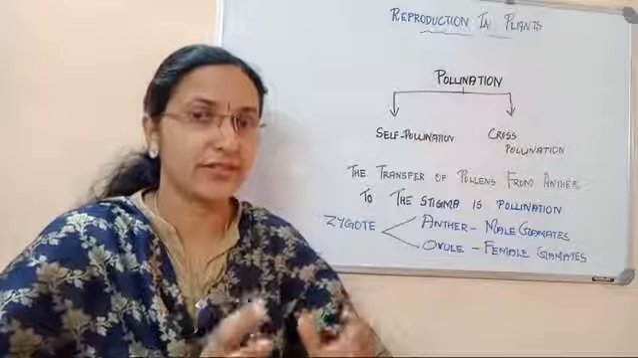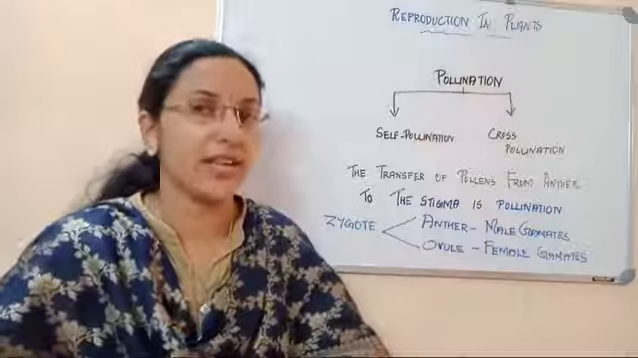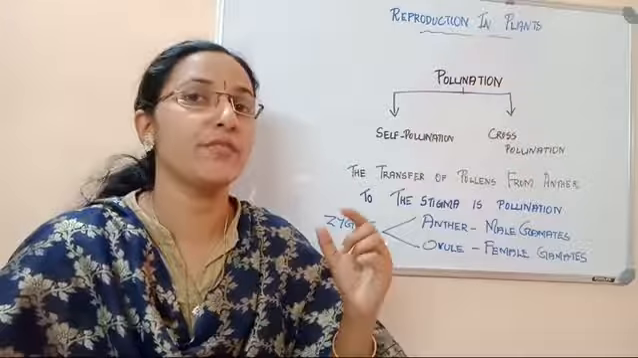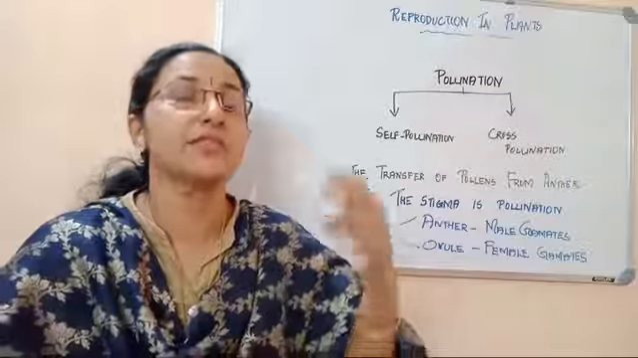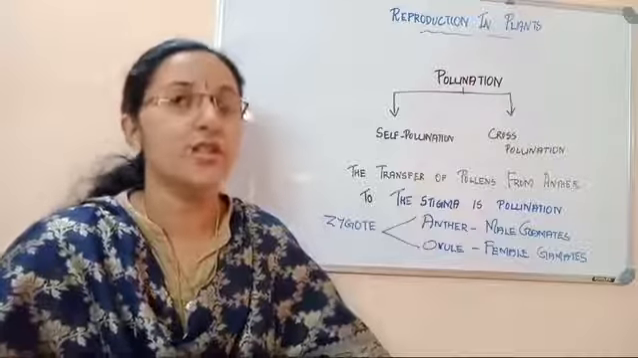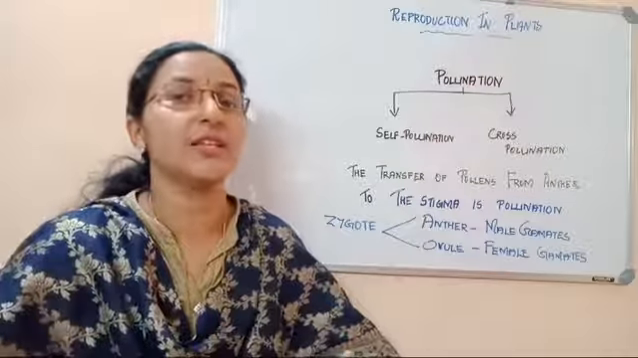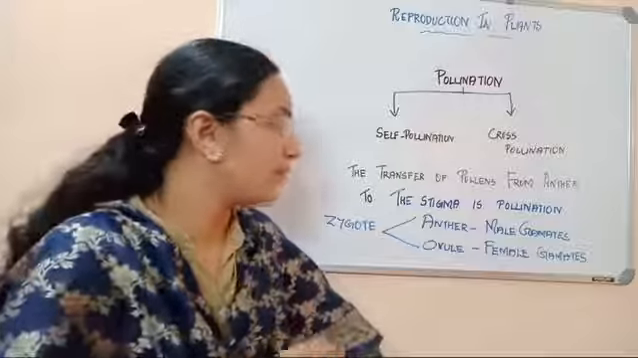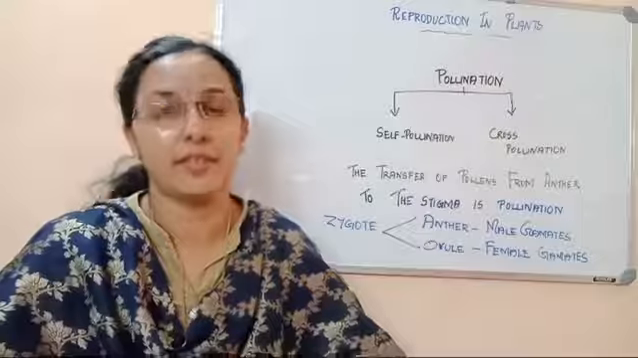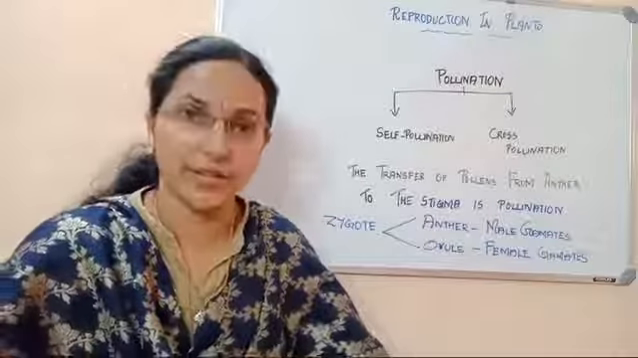So you must understand the difference between self-pollination and cross-pollination. Once more I will say, the transfer of pollen from the anther of the same plant to the stigma of the same plant is known as self-pollination. Next one, cross-pollination, that is the transfer of pollens from the anther of one plant to the stigma of another plant of the same kind is known as cross-pollination.